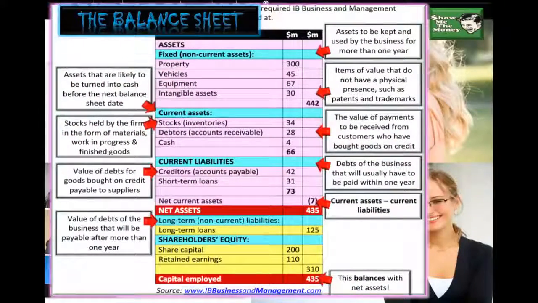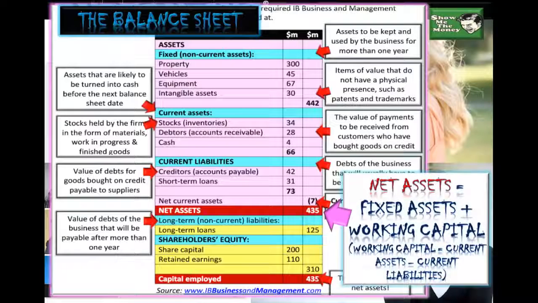This is what it looks like, the balance sheet, the structure, everything explained. This should be going in your notes. If we have a look at a few key things here, we can see that net assets is equal to fixed assets plus working capital. And we know from our working capital section that that is current assets minus current liabilities.